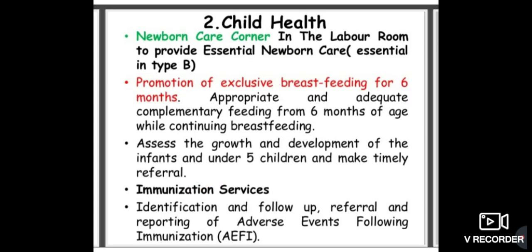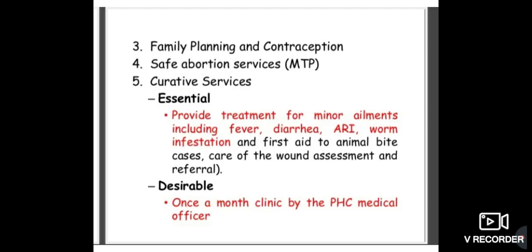Then what is child health? The newborn care corner in the labor room provides essential newborn care, especially in type B subcenter. Promotion of exclusive breastfeeding for 6 months. Assess the growth and development of infants and under-5 children. Immunization service, and asking about adverse events following immunization. Then family planning and contraception, and initiating safe abortion service, MTP.